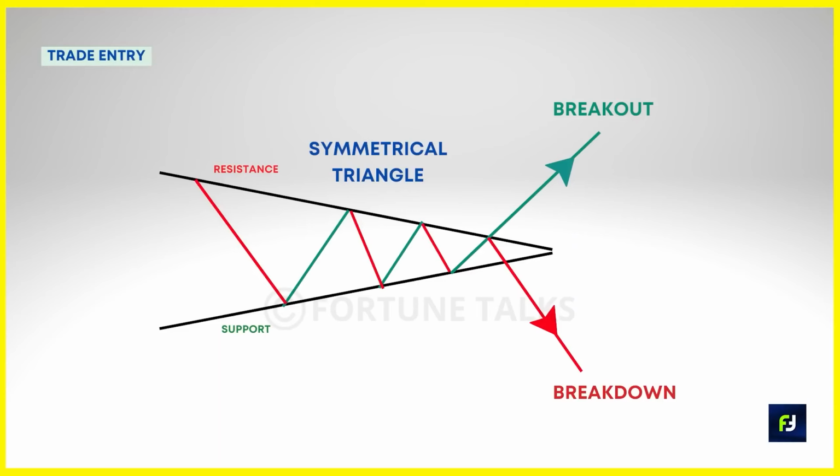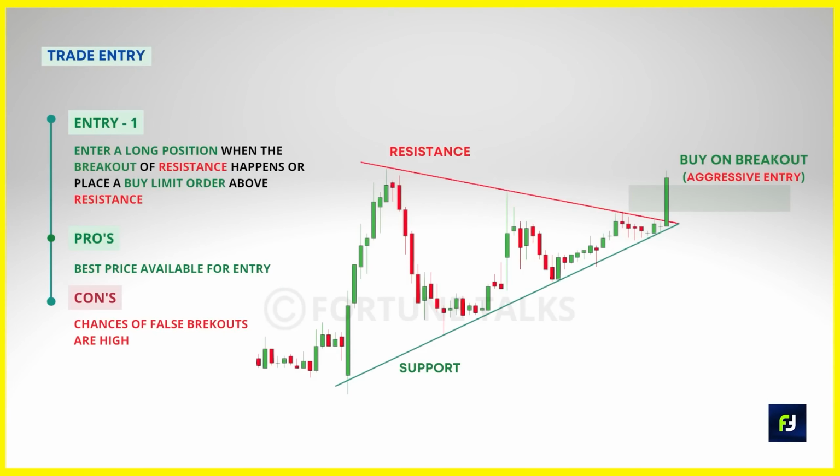First is a breakout above the descending trendline resistance, and the second scenario is a breakout below the ascending trendline support level. Let's say the price breaks the upper trendline resistance level. Then you have 4 possible long entries available. The first approach is very aggressive, and the idea is to go long as soon as the price breaks above the resistance trendline. All you need to do is place a limit buy order above the resistance level, and you will be immediately long when the price breaks out above the level.